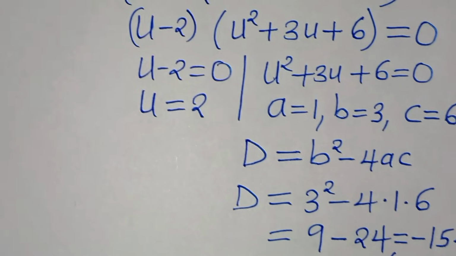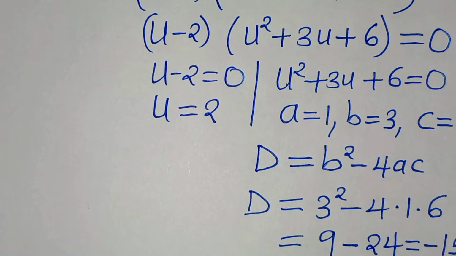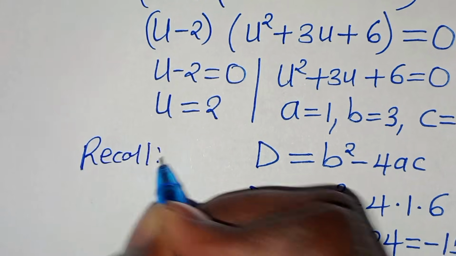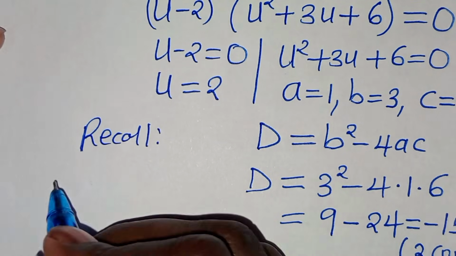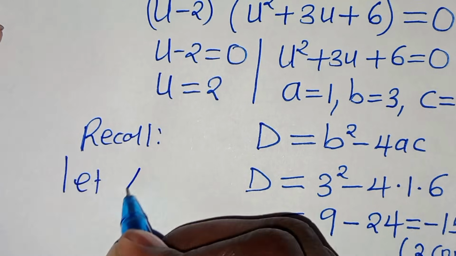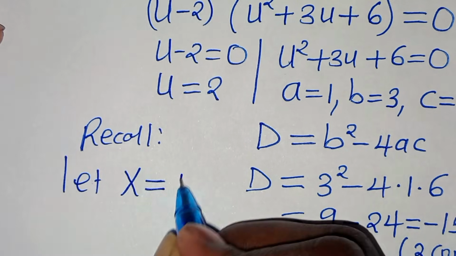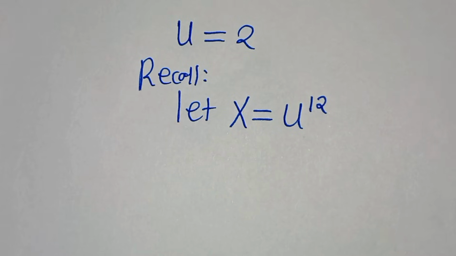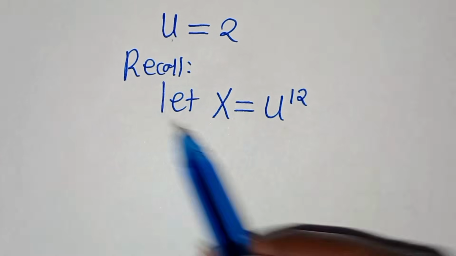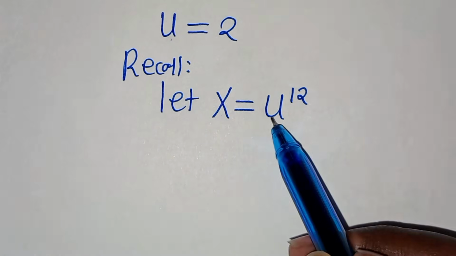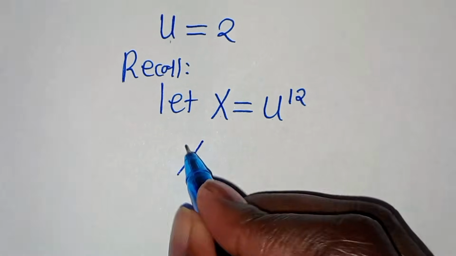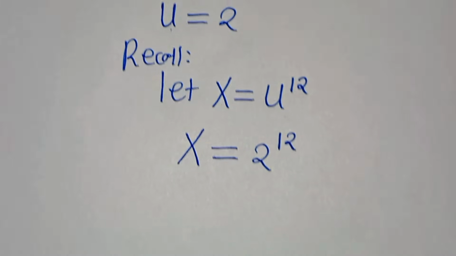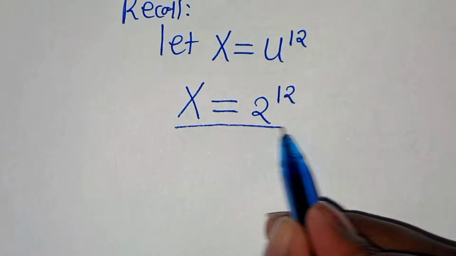Now let's proceed with u, which is equal to 2. So if you recall, we assumed that we let x be equal to u to the power of 12. Now, since we have u equal to 2, and we let x be equal to u to the power of 12, that means that x is equal to 2 to the power of 12. Now, this is the value of x.